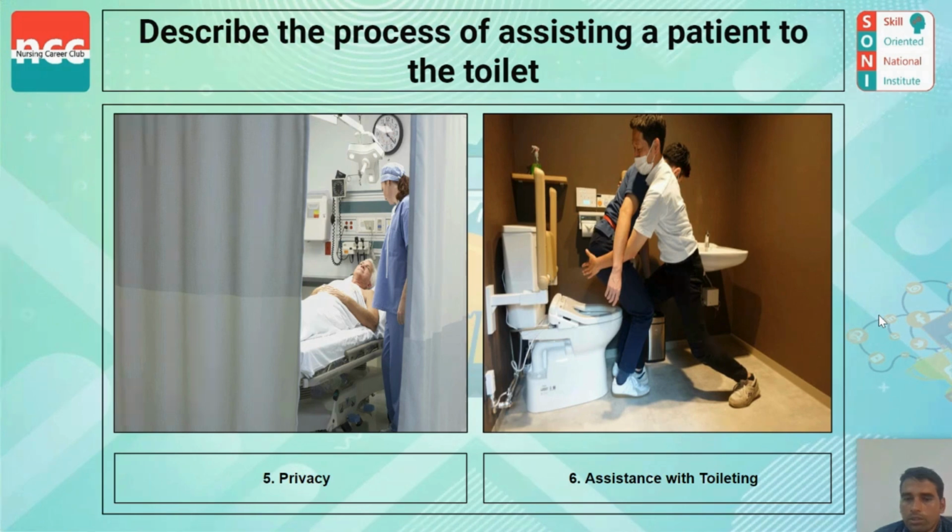Now we will talk about assistance with toileting. An HHA helps a patient with toileting. He can take the patient to the toilet room, remove his or her clothes and help him with defecation and urination. This is all about assistance with toileting.